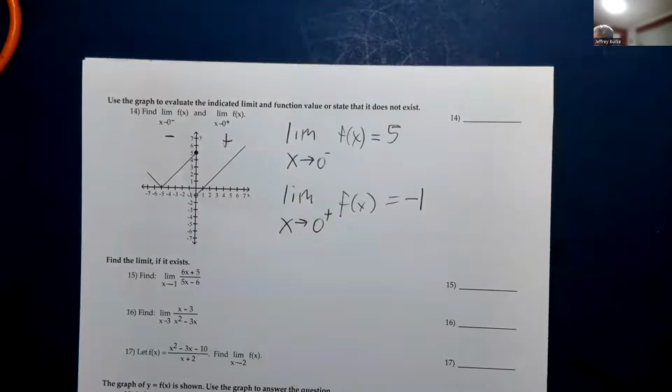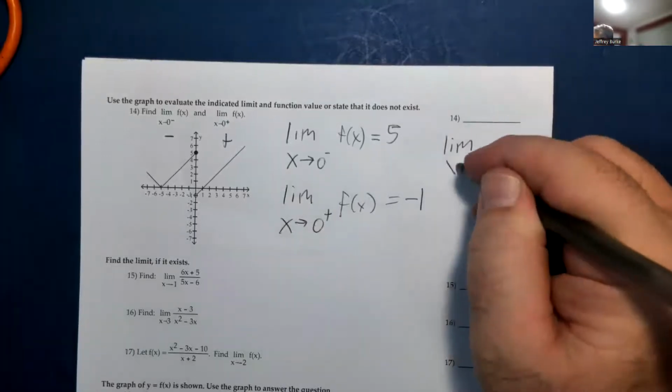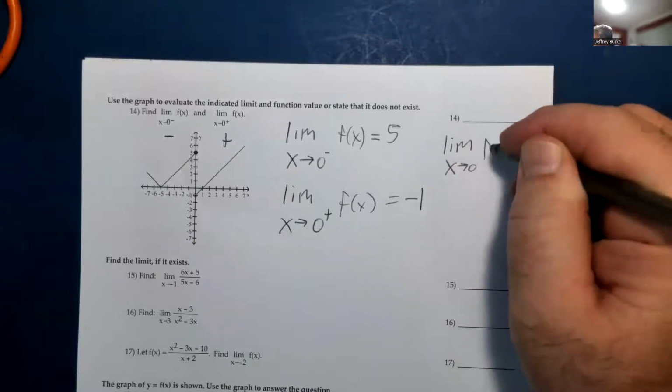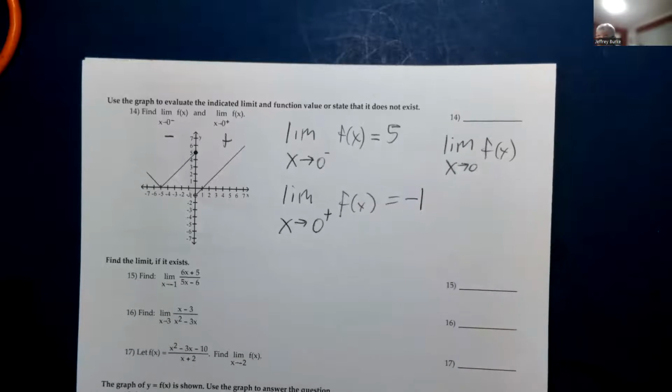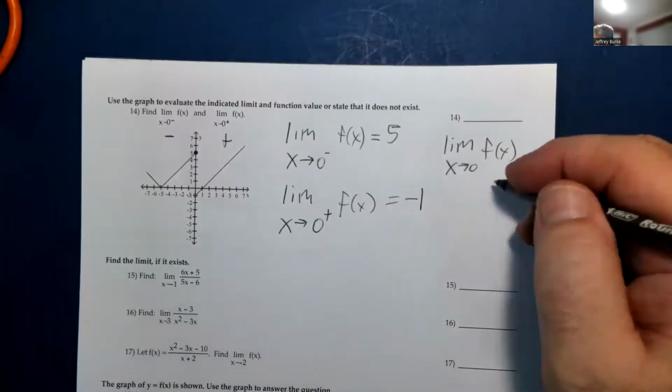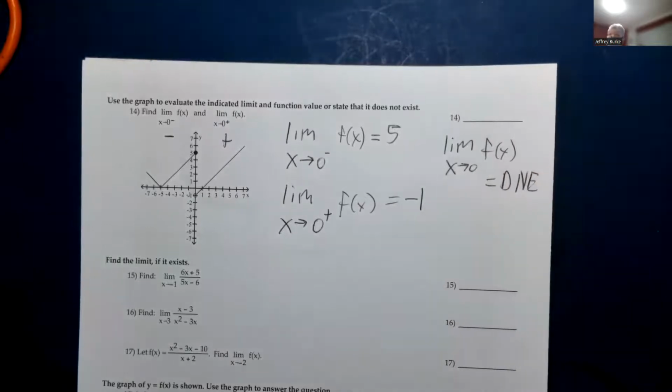If you were asked as a third question what the limit as x approaches 0 is for this function, because it does not approach the same value from both directions, then you would say it does not exist. Just as a little reminder, should you get a question like that. Okay, hope that is clear to everybody.